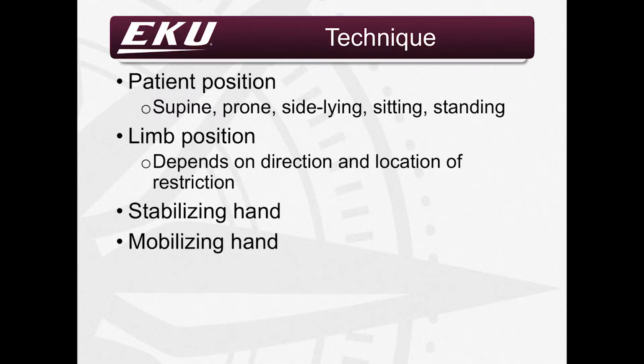First is patient position, such as being in the supine position, prone, side lying, sitting, standing. You must make that determination. Limb position will depend on the direction and location of the restriction. And then finally, the placement of your stabilizing hand and your mobilizing hand. We will account for these items for each specific maneuver performed. So we will begin with shoulder abduction.